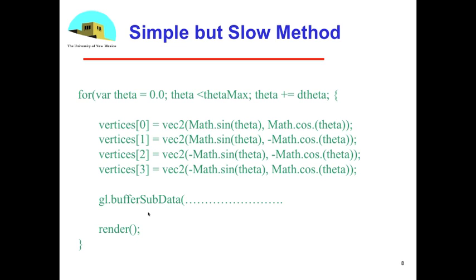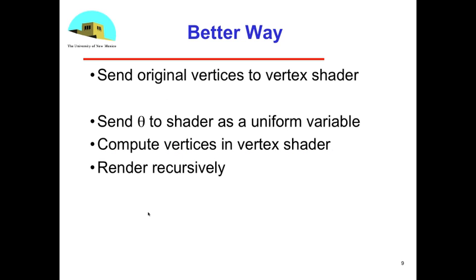So a better way would be to send some vertices out and then send theta out. Start off with the vertices at 4 convenient points like (0, 1), (0, -1), (1, 0), and (-1, 0). Then send theta out to the shader and do a rotation there that computes sine theta and cosine theta for those values of theta that I send in, and I use what's called a uniform variable to say that.